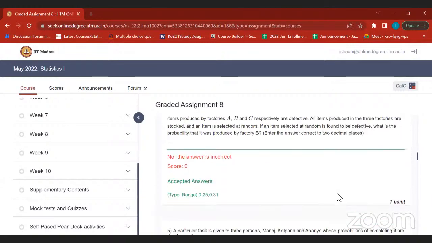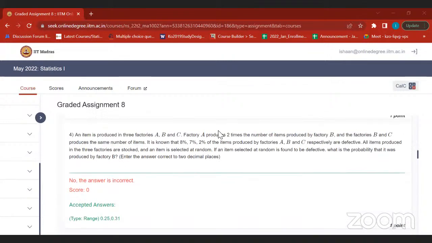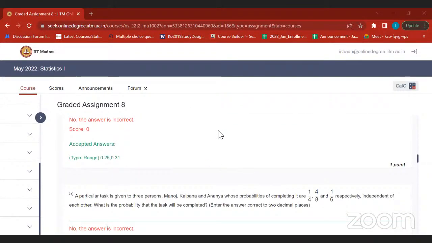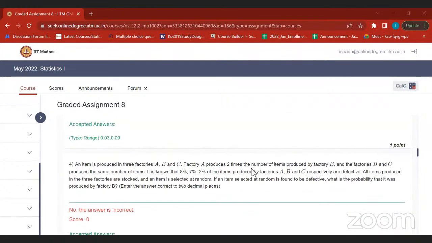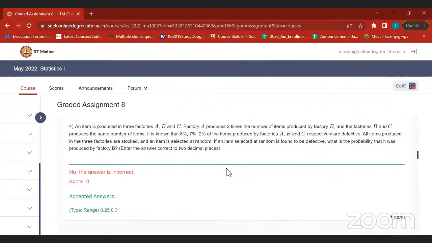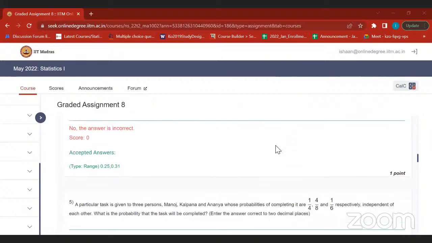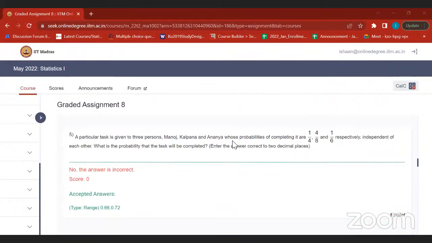Sir, I have one doubt. I'm solving these problems via a contingency table, forming that table. Yes, you can do that as well. But for the last question and a few others where I'm using it, I didn't get the answer. Maybe later I can discuss when you get to the last question. I have the same issue. We can discuss after all the graded assignment questions are discussed.